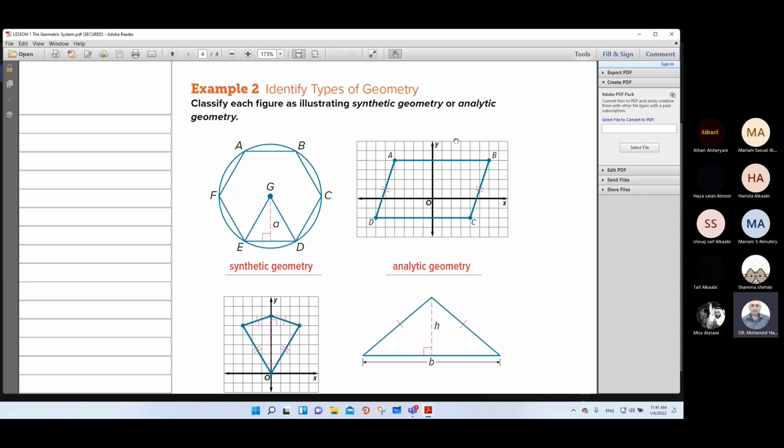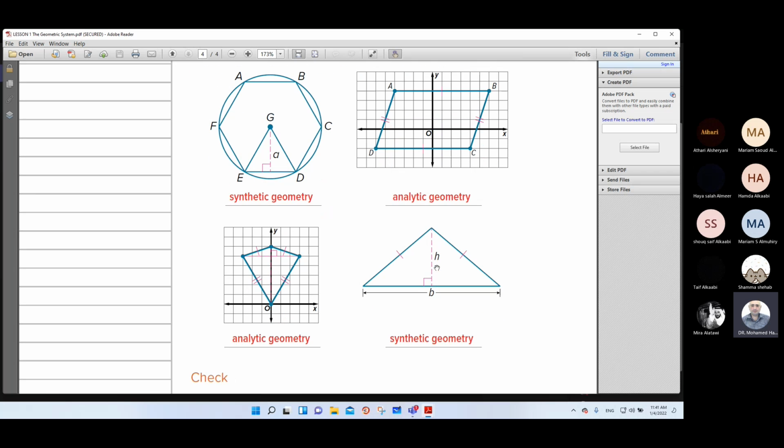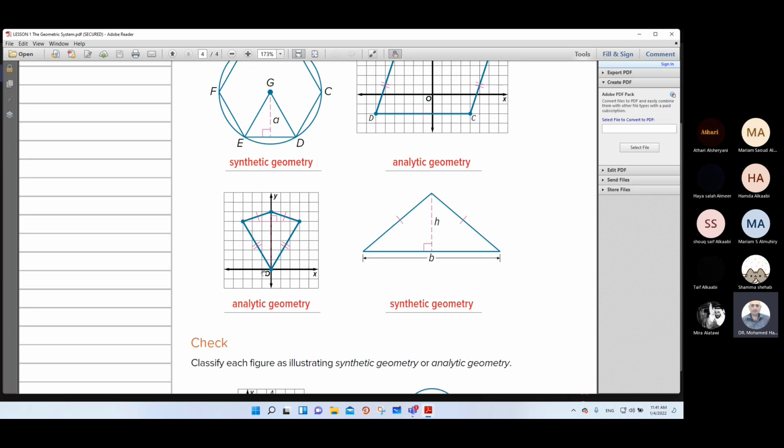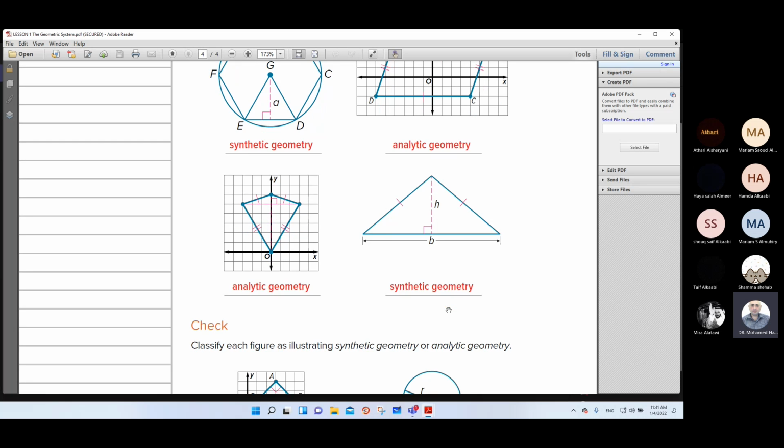And when you have a coordinate plane, x-axis and y-axis, the name of this geometry will be analytic geometry. Here we have a coordinate plane, so it is analytic geometry. Here we don't have one, so we have synthetic geometry. So when you have a coordinate plane, the geometry is analytic geometry. When you don't have a coordinate plane, you have synthetic geometry.